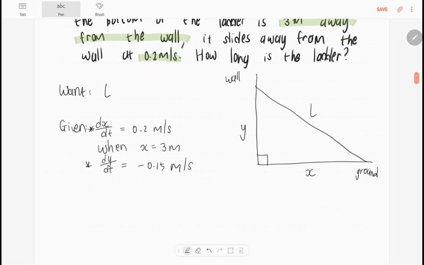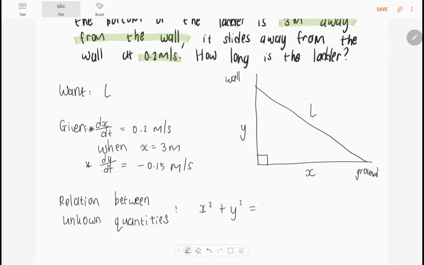Our next step is we want to find a relationship between our unknown quantities. And that's nice and easy for us. Our unknown quantities are x, y, and L, so we know that x squared plus y squared equals L squared. So the idea of what we want to do here is use the information we're given in some way so that we can solve for L.